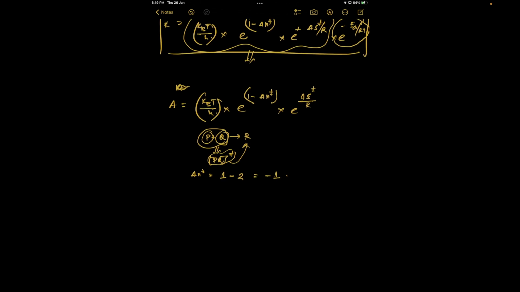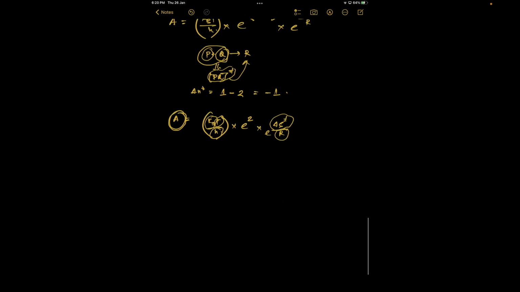So A will be equal to kBT divided by h, then exponential of 1 minus 1, which means exponential 2, times exponential of delta S divided by R, right? So here the value of A is given, e square you can calculate, kB is given, temperature is given, h is given. We have to find the delta S double dagger, R is given. So how do you calculate this?